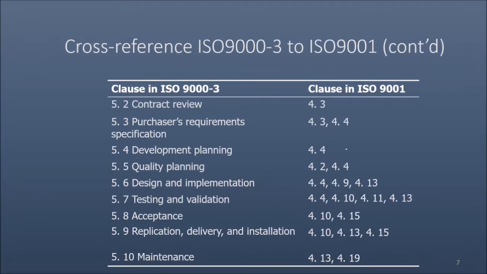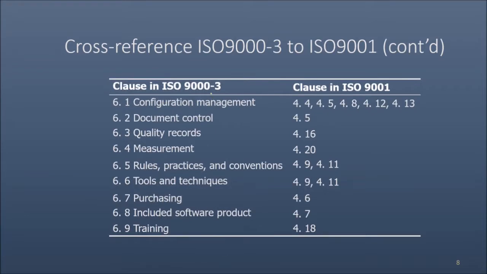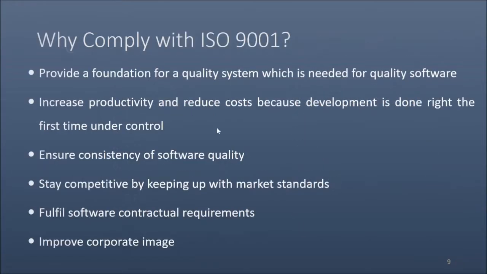And likewise, right from contract review to purchaser requirement specification to development planning to quality planning to design and implementation to testing and validation to acceptance, application delivery and installation, and finally the maintenance. The clauses like configuration management, document control, quality records, measurement, rules, practices and conventions, tools and techniques, purchasing, included software product, and training are mentioned in these clauses of ISO 9001.